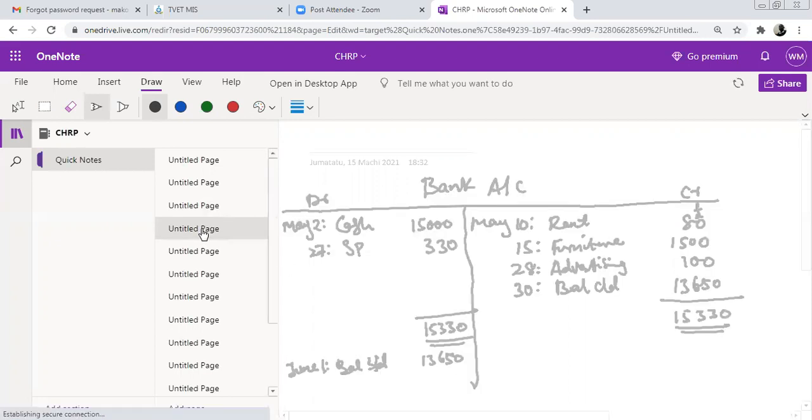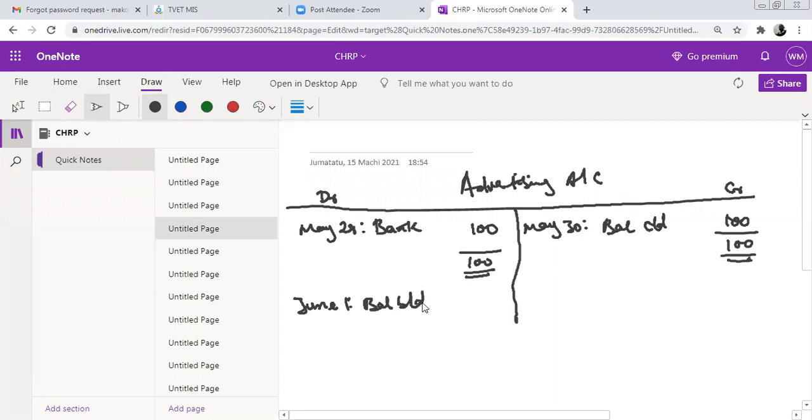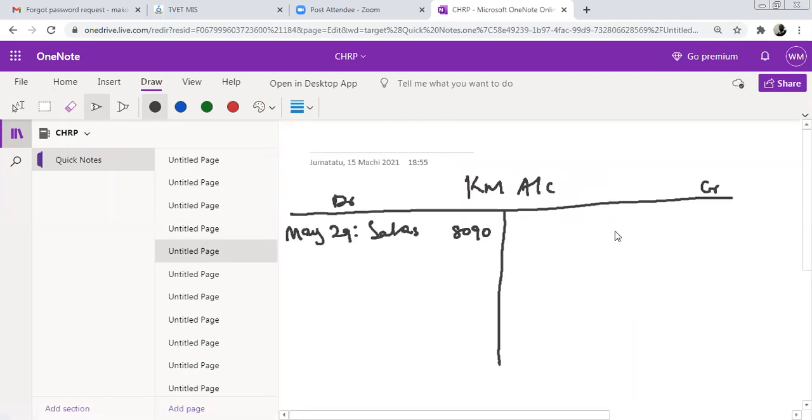That is balanced. We go to the next account, advertising. This one is faster. On May 30th. Note that all the closing balances have May 30th because it was the last day. Balance carried down. Good. That is balanced. We go to the next one. This side has less by 80-90, so we indicate that amount there.